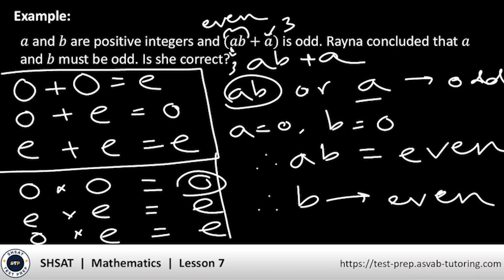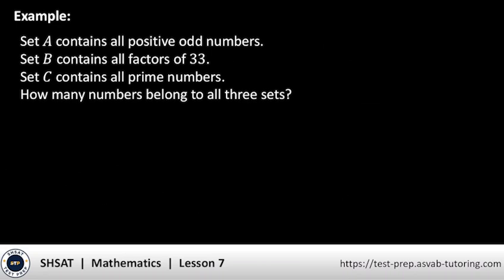So that means B has to be an even number and A has to be an odd number. So is she correct? No, she's not correct. Okay? Also take a screenshot of this or note these down with the additions and the multiplications. Okay? Moving on. So we have an example here.